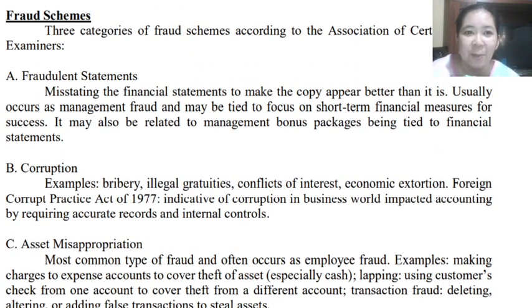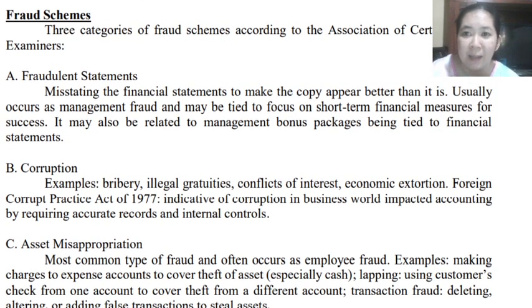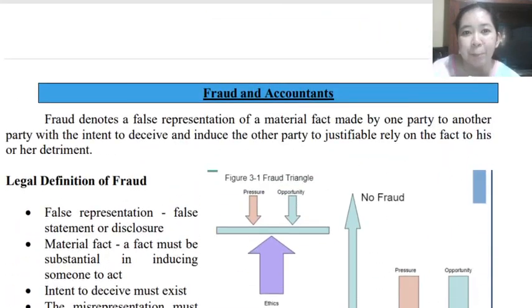Okay, so basically in these three fraud schemes, corruption and fraudulent misstatement are normally at the top management level, while asset misappropriation is an employee fraud. Okay, so those are the fraud and those fraudulent actions which involve the accountants.